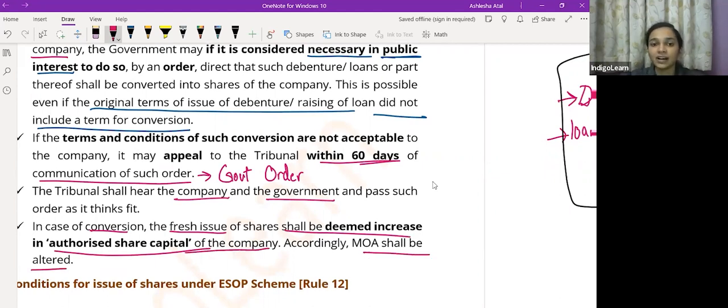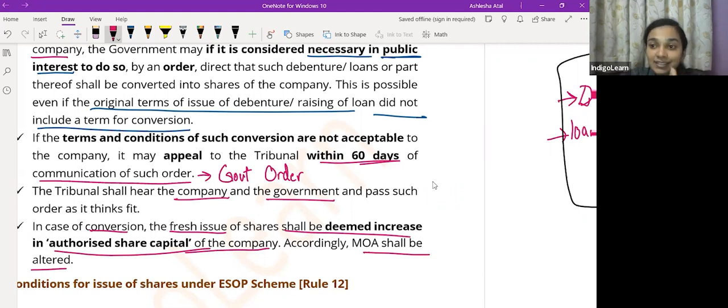So in certain situations due to conversion, it basically says that in case of this kind of conversion, we are converting debentures into shares. So when converting आप shares issue कर रहे हो, so ये जो fresh shares issue हो रहे हैं, it shall be a deemed increase in the authorized share capital.